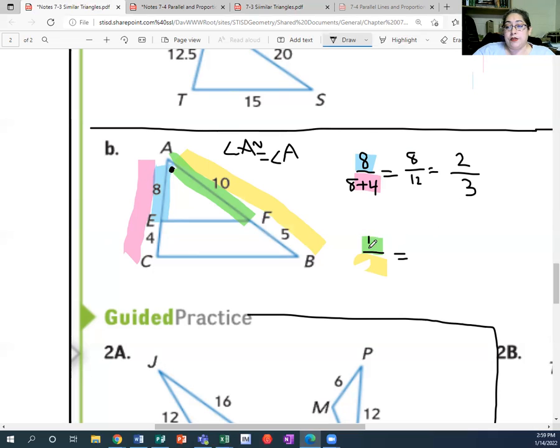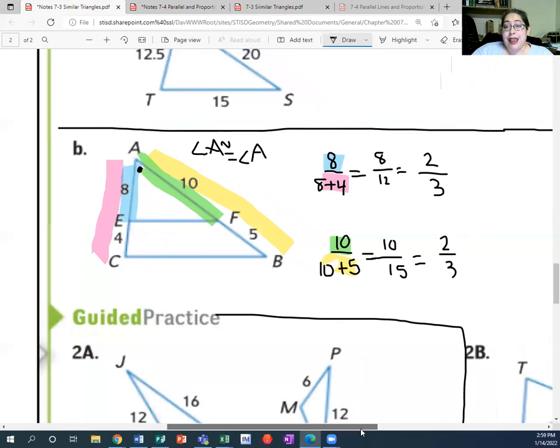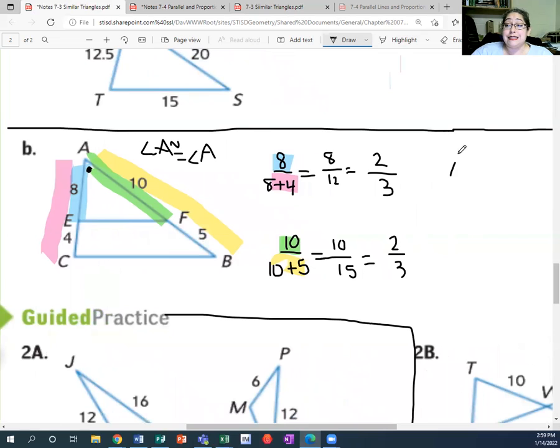All right, we're going to do the same thing for this other fraction. And it's the exact same thought process going on right here. So I have 10 over 15. 10 and 15 are both divisible by 5. 10 divided by 5 is 2. 15 divided by 5 is 3. The fractions are the same. Those sides are proportional. And so this triangle, AEF, is similar to triangle ACB.